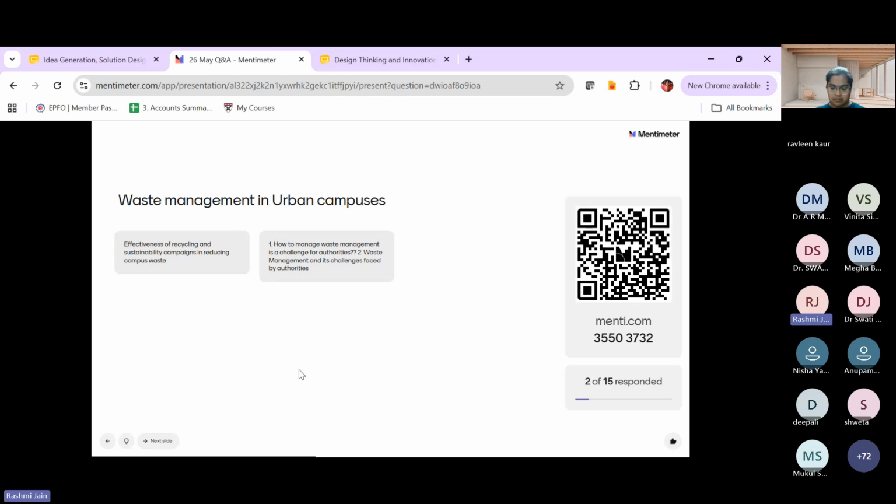When you define your target audience persona, that really helps you structure your thoughts well. Try to look for some sort of technology introduction as well in your problem statement, although it's not necessary, but it will help you. Impact of technology on improving waste management efficiency in urban campuses. Okay, that's good.